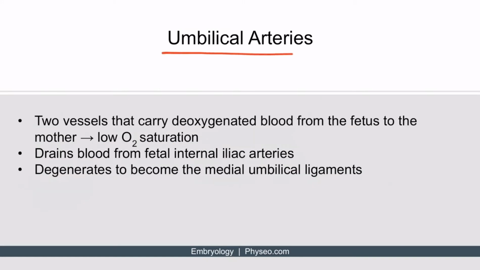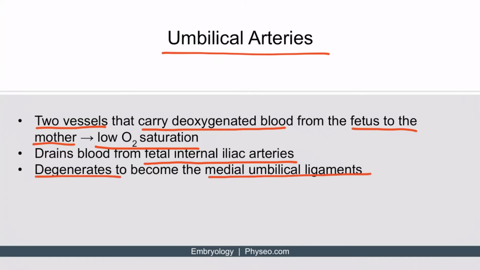Now let's discuss the umbilical arteries. The umbilical arteries are two vessels that carry deoxygenated blood from the fetus to the mother. And since they're deoxygenated, they will have a low oxygen saturation, because the oxygen has already been utilized by the fetus. The umbilical arteries will actually drain the blood from the fetal internal iliac arteries. And after birth, both umbilical arteries will degenerate to become the medial umbilical ligaments.